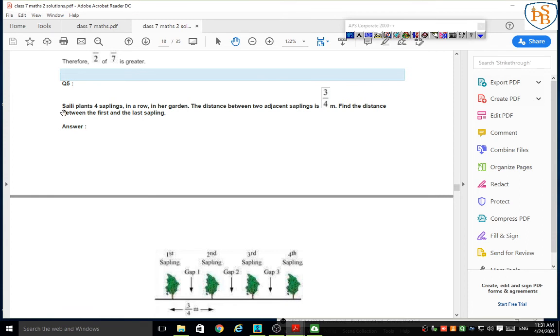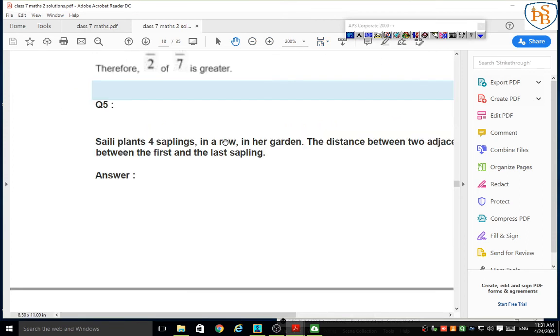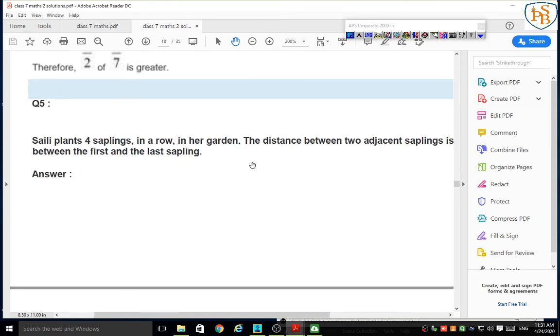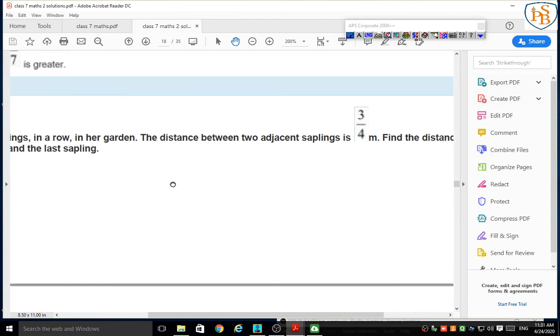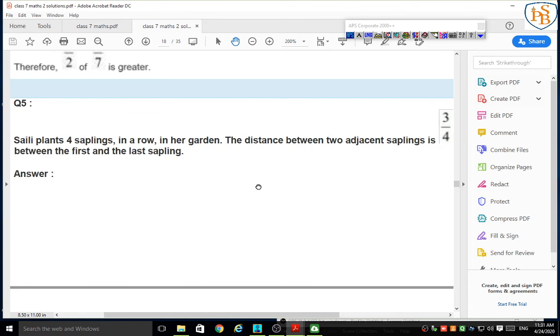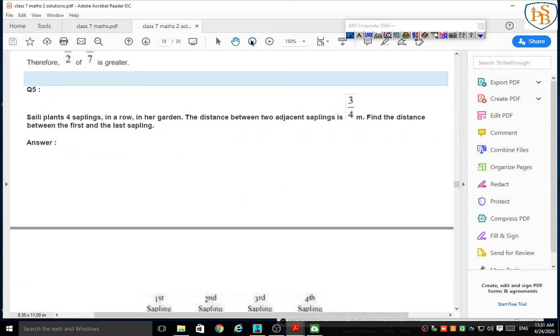Question number 5. Siley plants 4 saplings in a row in her garden. The distance between two adjacent saplings is 3 upon 4 meters. Find the distance between the first and the last sapling. Look at here carefully. Siley plants 4 saplings in the row in her garden. The distance between two adjacent saplings is 3 upon 4 meters. Find the distance between the first and the last sapling.